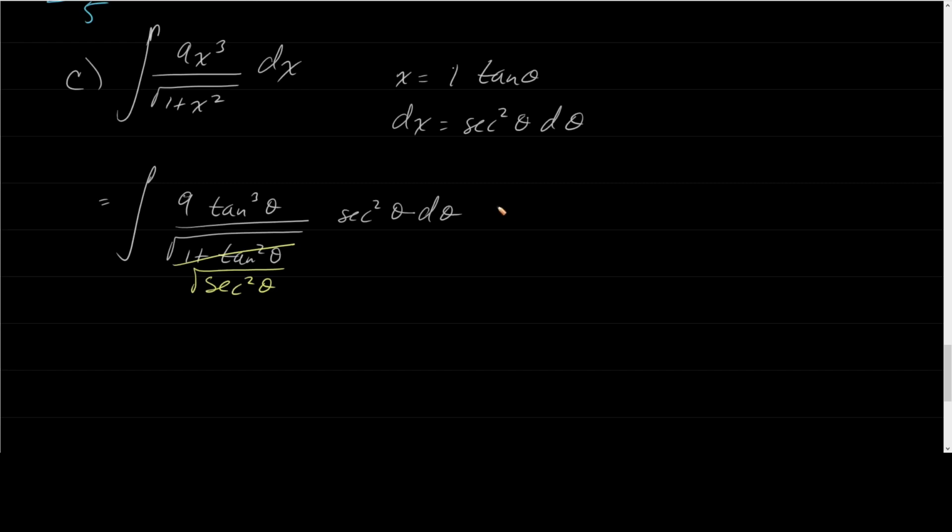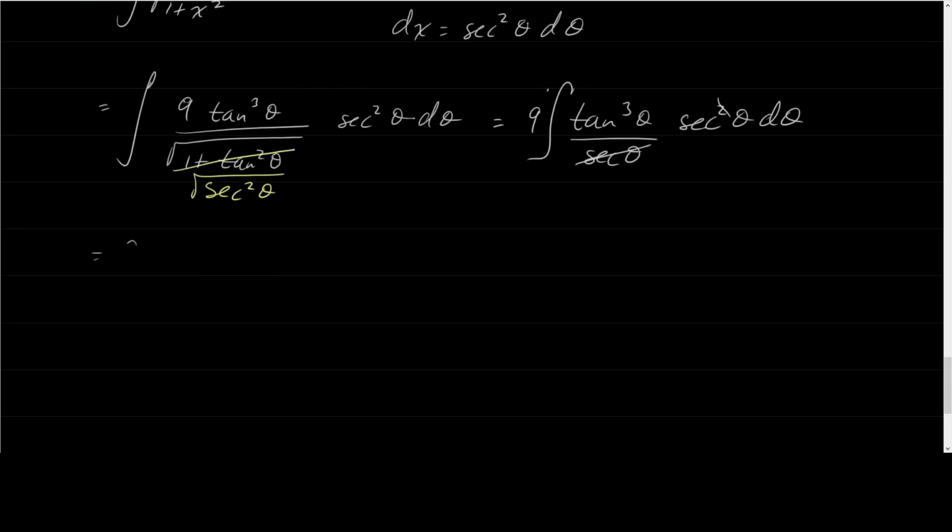So what we can do now is rewrite this integral as 9 times the integral of tan cubed theta over secant theta times secant squared theta d theta. And now at this point, this secant cancels out the square, and we end up with 9 times the integral of tan cubed theta times secant theta d theta. All right. And now, what I notice here is that we've got a product of tangent and secant.